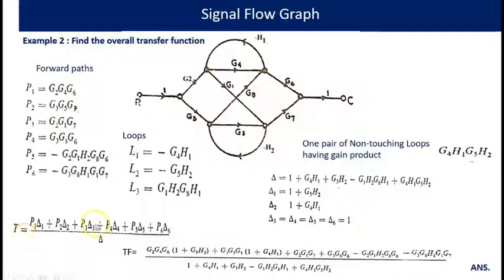Therefore, the transfer function is equal to, there are 6 forward paths, so P1 delta 1 up to P6 delta 6 divided by delta. Then substitute all the values. That is the transfer function of this system.